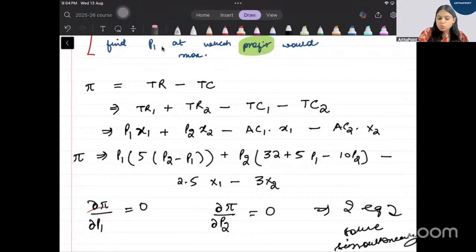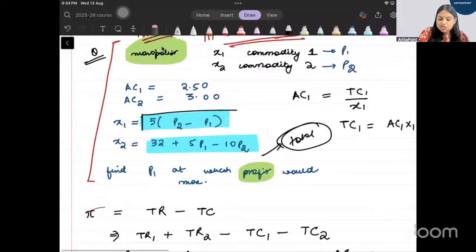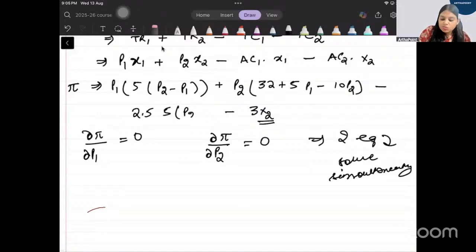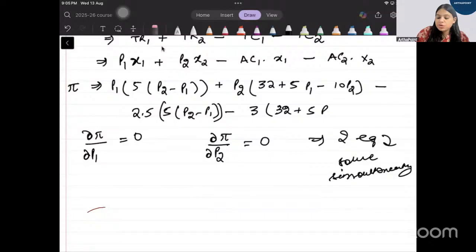Also write X1 and X2 back in terms of prices. In place of X1, put this 5 P2 minus P1 here also, and in place of X2 as well. So I'll just write this: 5 P2 minus P1, and instead of X2 you can just write whatever that function was: 32 plus 5 P1 minus 10 P2. Anyone?